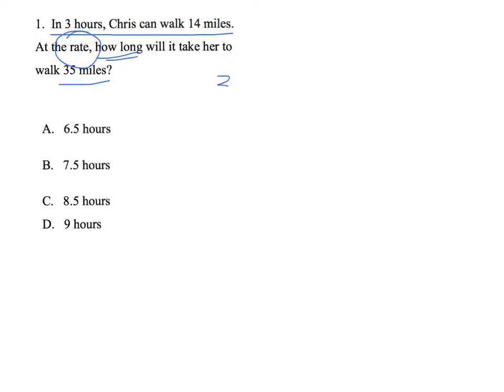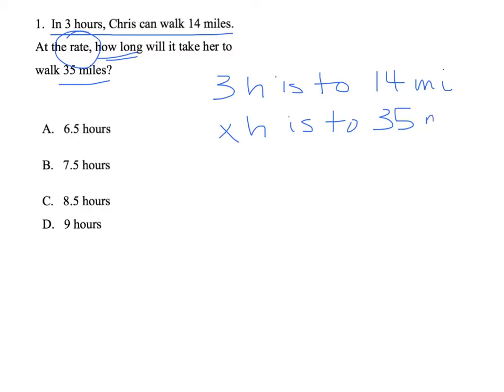So I'm going to write 3 hours is to 14 miles. And then they're saying X hours is to 35 miles. So they gave us a ratio, 3 is to 14, and then they are asking us to solve for X is to 35. So you should know how to set up something that sounds like this. So instead of writing the words is to, we have a different symbol we can use. So we could say 3 is to 14 as X is to 35.